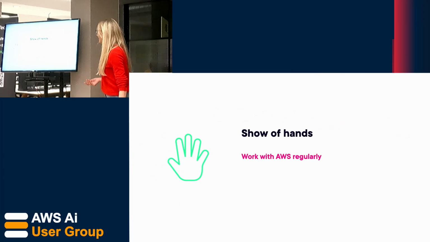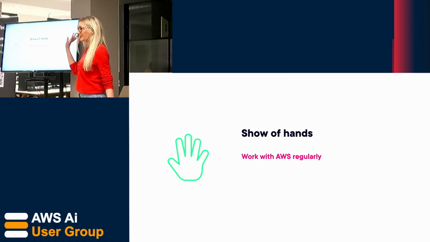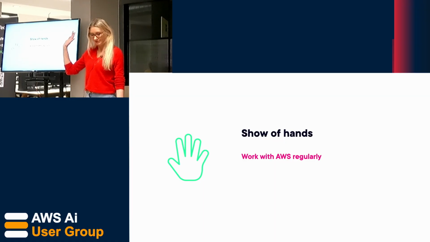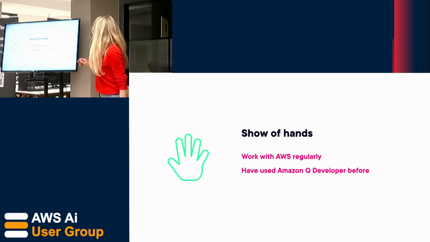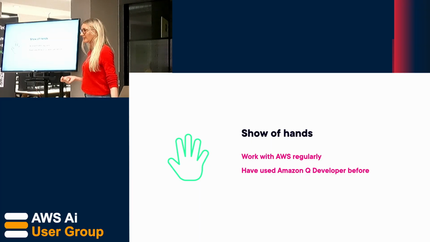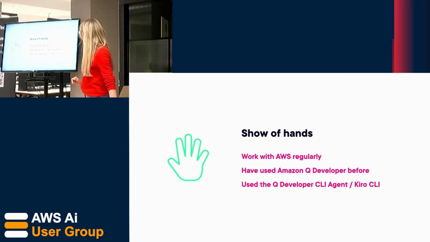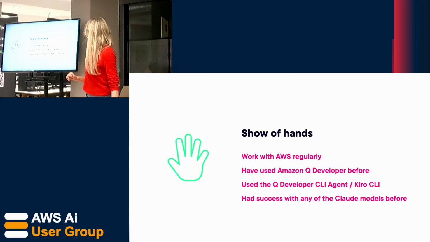Okay, so first of all, let's have a show of hands. Who works with AWS technology regularly? Quite a few of you. Has anyone used Q Developer before? It's been out for a while, and you might have had mixed results with it, depending on how long ago you started using it. Has anyone used the Q Developer CLI agent? It's now called the Kiro CLI. Okay, well, a few of you, yeah.